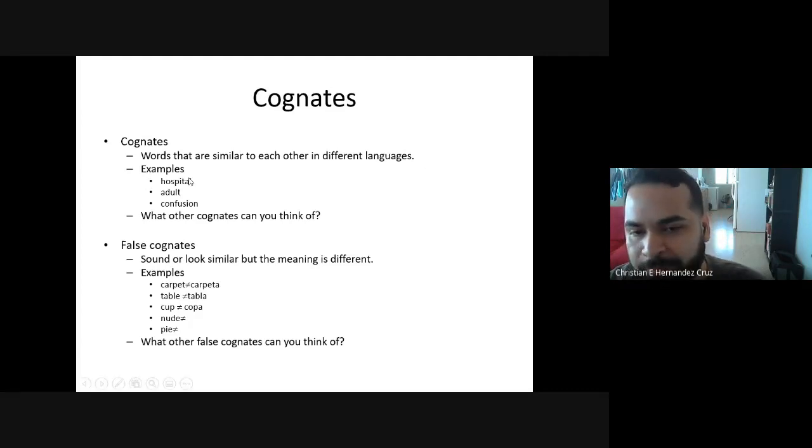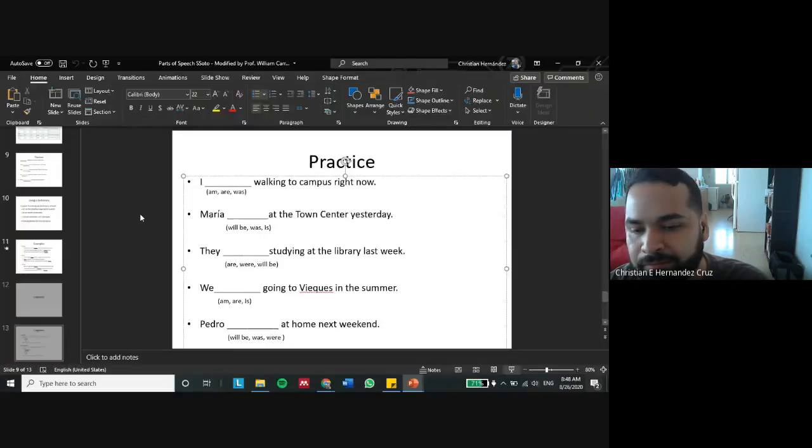For example, hospital. In Spanish, se diría hospital. Adult. In Spanish, we could add an O or an A at the end y se convierte en adulto o adulta. And finally, confusion. In Spanish, we add una tilde y se convierte en confusión. And there are many other cognates. I want you to write in the chat any other cognates that you can think of. Let's take a couple of minutes just to see what cognates you guys come up with.